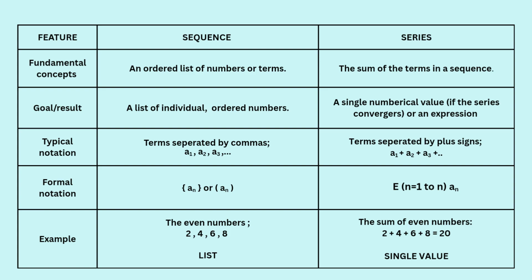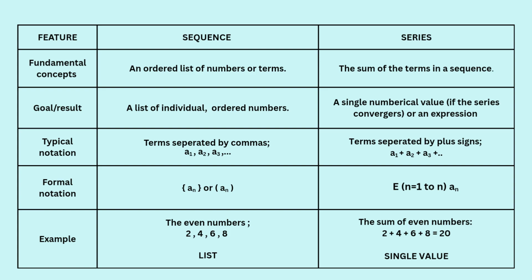Now that we have covered the definitions and seen examples, let's use this table to permanently cement the difference between these two concepts. Look at the first row, the fundamental concept. A sequence is the list, it is the set of numbers themselves. A series is the sum. It is the operation of adding them together.